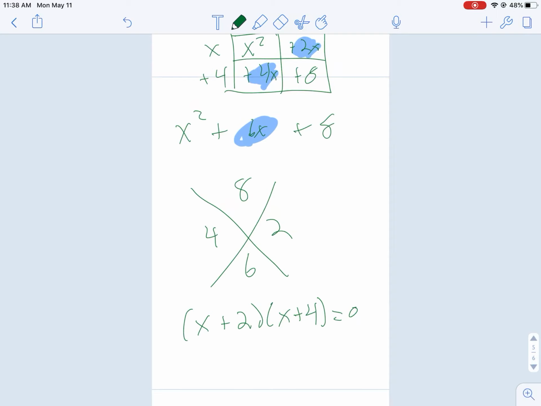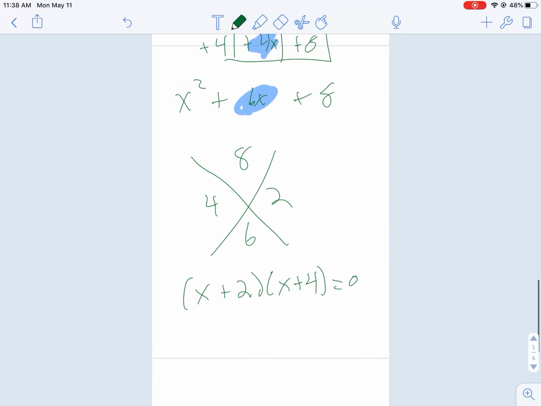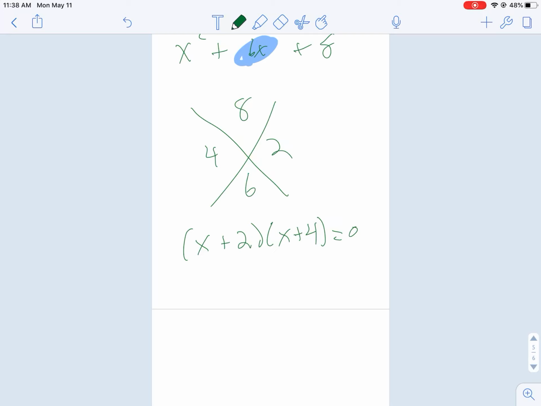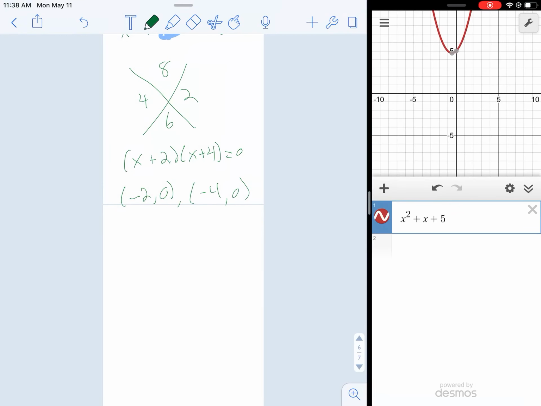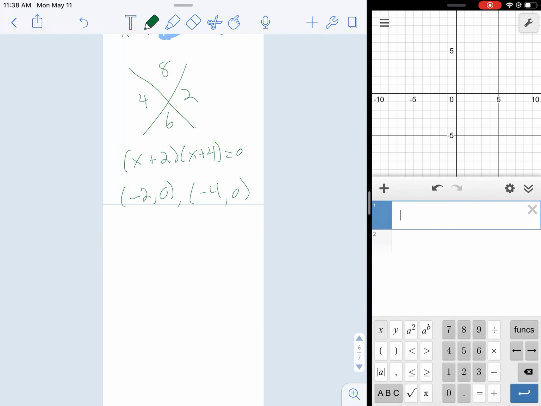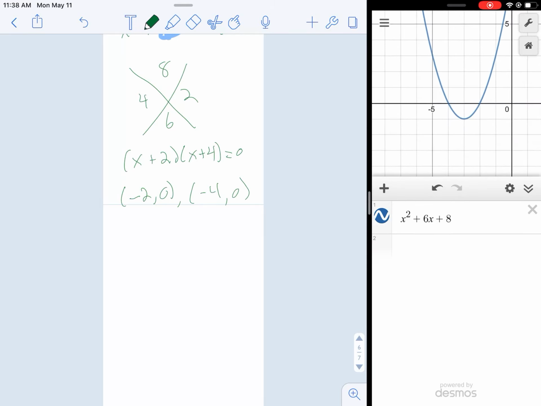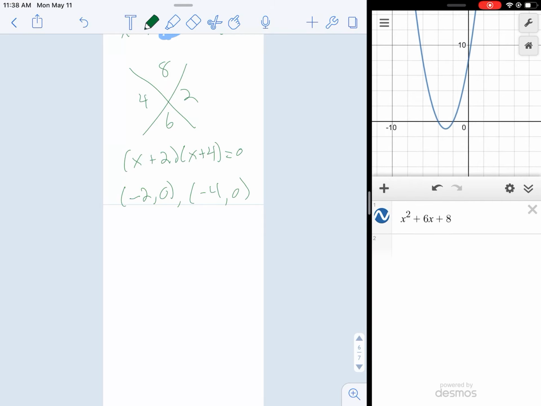Okay, so what does all this information do? We used our quadratic formula to get those x-intercepts of negative 2, 0, and negative 4, 0. Those are our x-intercepts. And if I were to graph this equation, x squared plus 6x plus 8, on Desmos, we see that this parabola clearly crosses the x-axis twice. And what are those two numbers? Oh, look at that, negative 4 and negative 2.